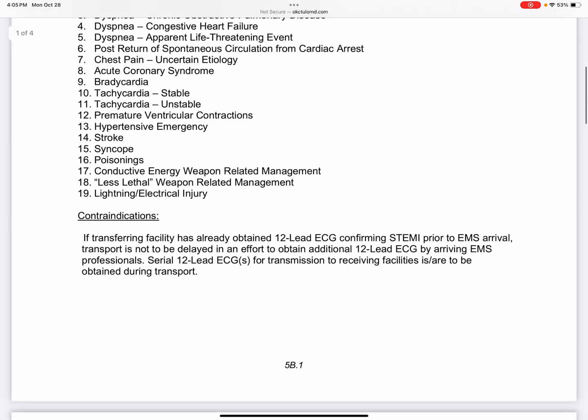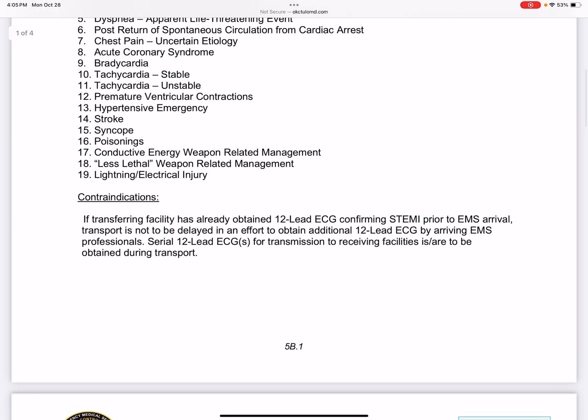For contraindications, if the transferring facility has already obtained a 12-lead ECG confirming STEMI prior to EMS arrival, transport is not to be delayed in effort to obtain an additional 12-lead by arriving EMS professionals. Serial 12 leads for transmission to receiving facilities are to be obtained during transport.